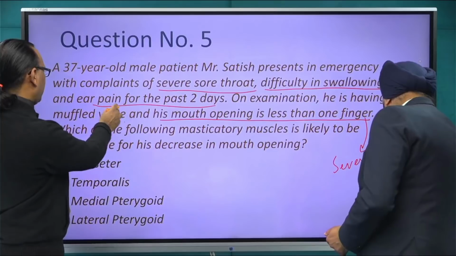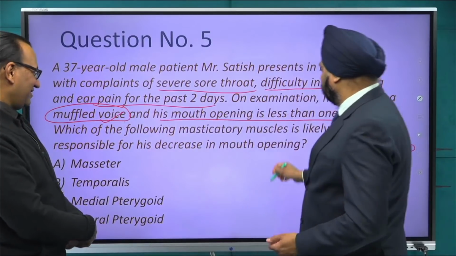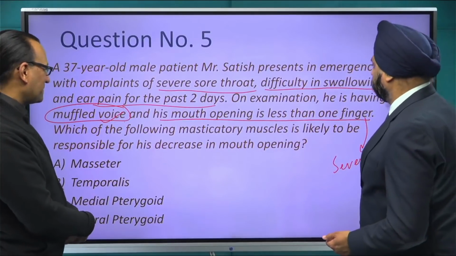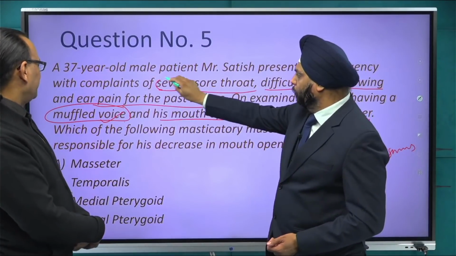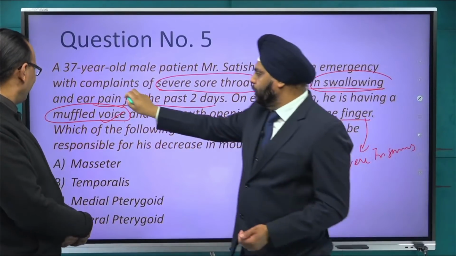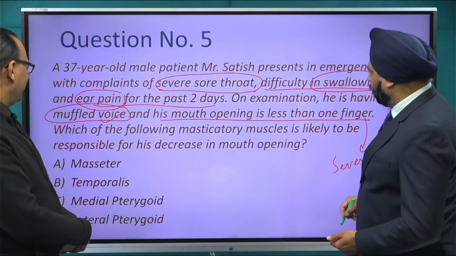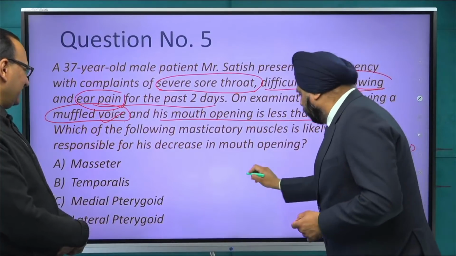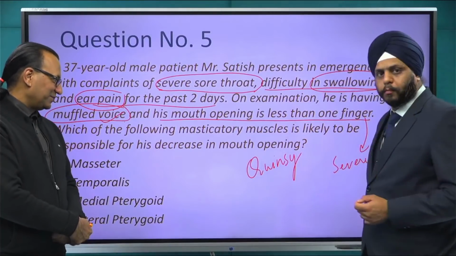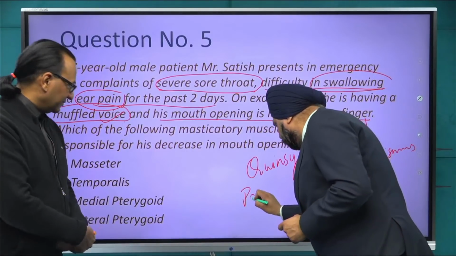And sir, this is hot potato sign? Yeah, so muffled voice means hot potato voice. Which of the following masticatory muscles is likely to be responsible for decrease in mouth opening? So what do you think we could have made the diagnosis with severe sore throat, difficulty in swallowing, and ear pain? Odynophagia. Okay, so I have 2 diagnoses in my mind. Number 1 diagnosis that comes into my mind is quinsy. Peritonsillar abscess.